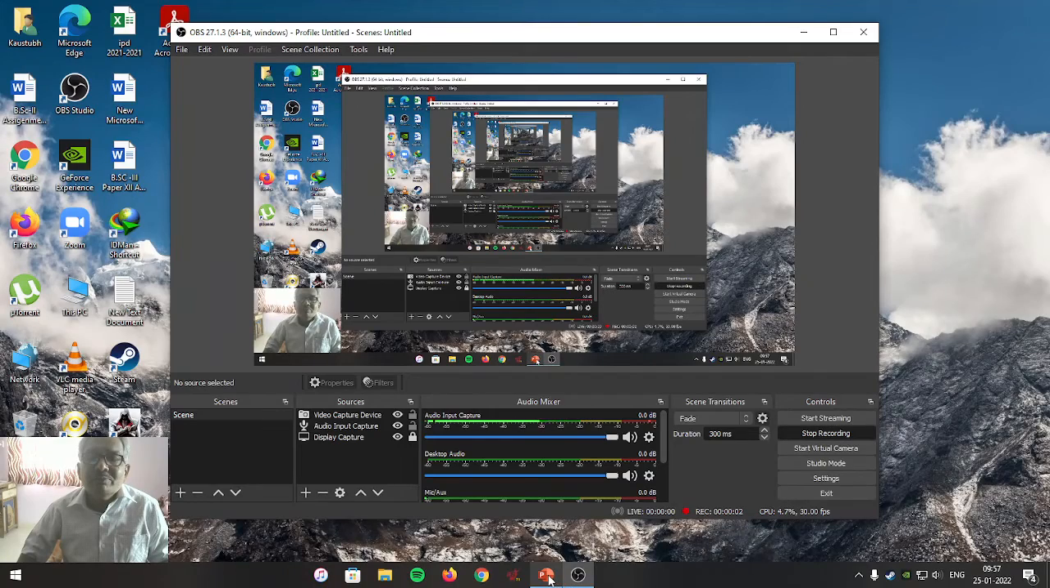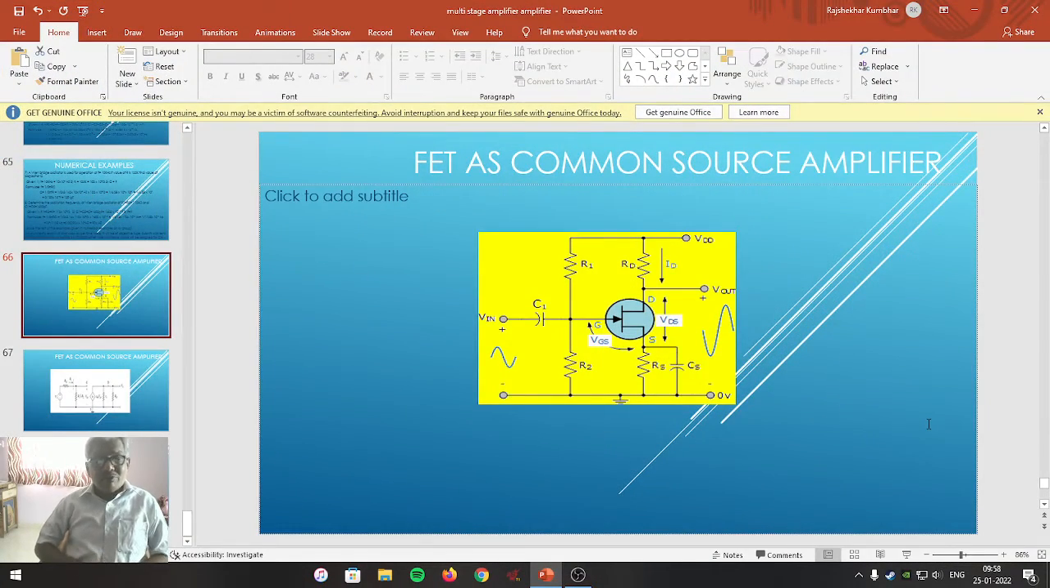So friends, in yesterday's lecture we discussed distortion in power amplifiers. We studied the details regarding harmonic distortion, and how it is present in the power amplifier. We also concluded that the distortion is less in the voltage amplifier, whereas it is present more in the power amplifier. Friends, today we are going to study FET as a common source amplifier.